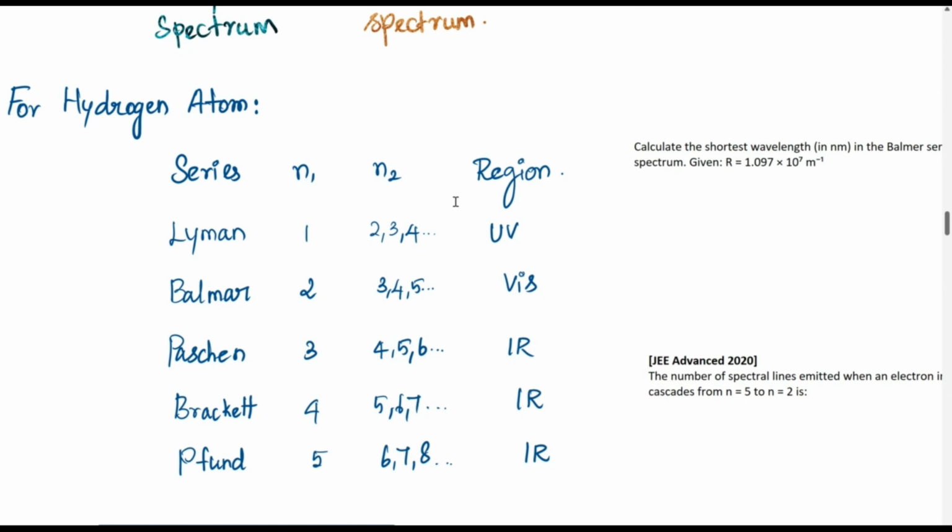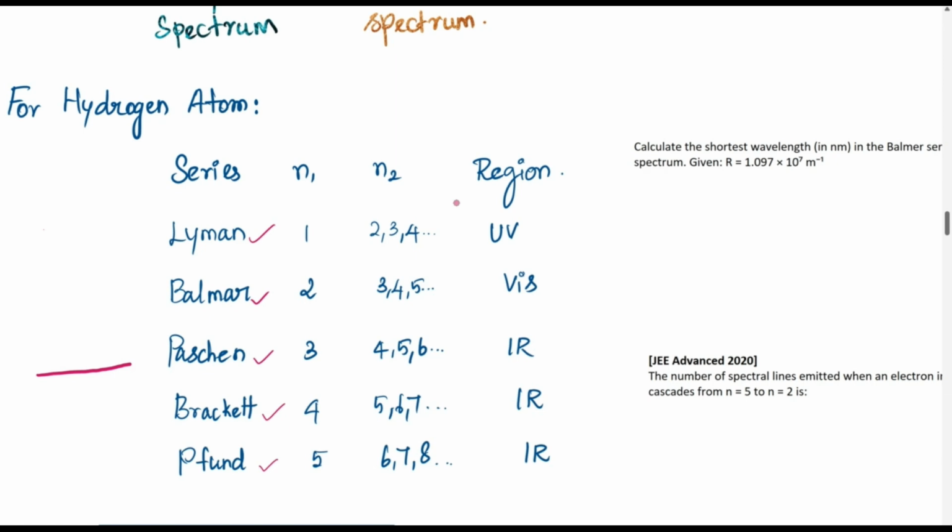So the entire spectrum consists of 6 series of lines. They are Lyman, Balmer, Paschen, Brackett, Pfund. What is this map? Okay, let me explain it in this way.